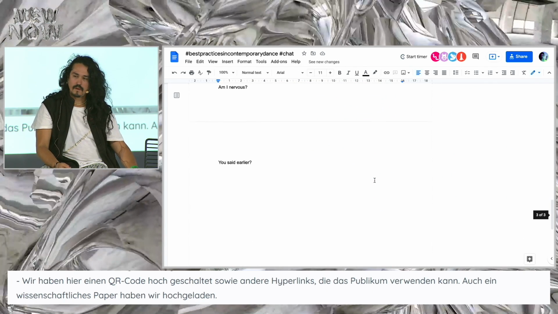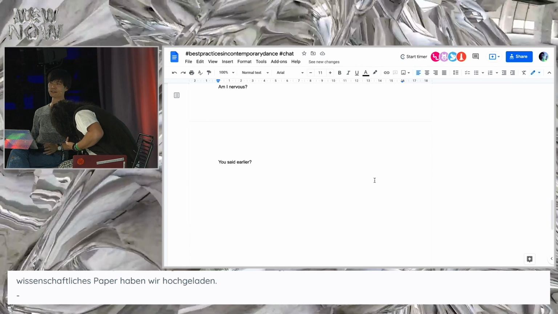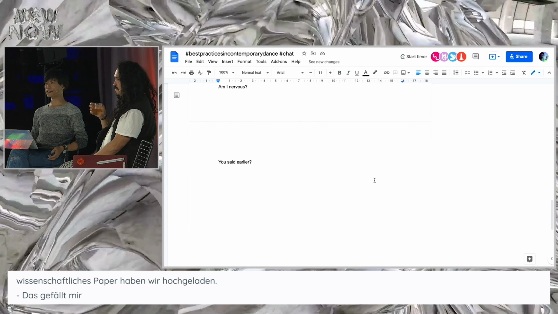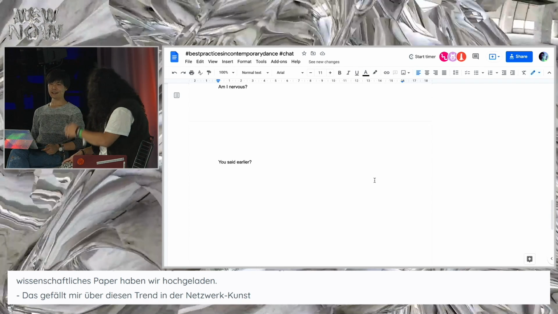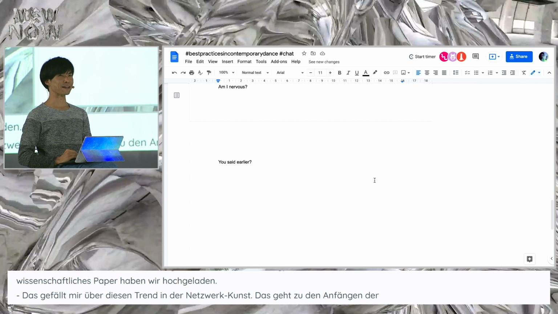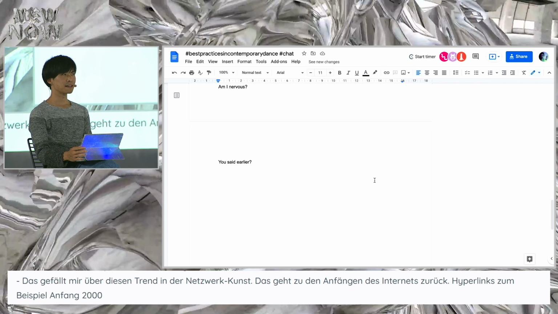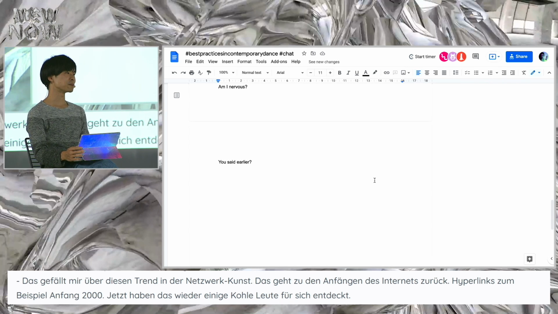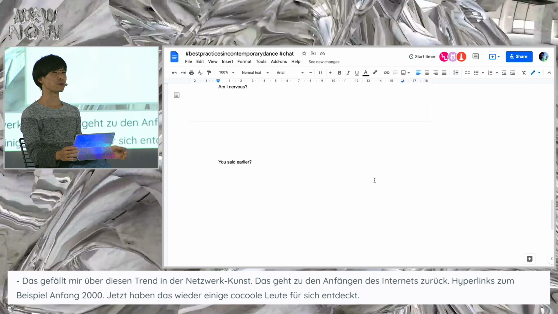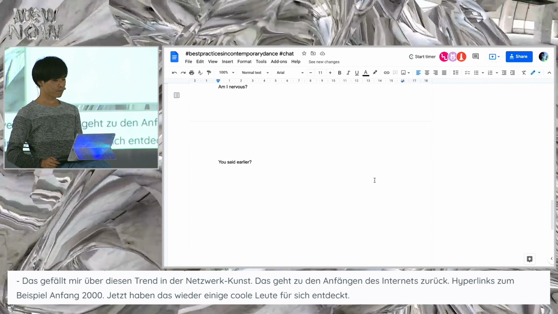This is what I like about this recent trend in net art that is going back to the beginning of the internet, trying to use more hyperlinks and WebRing, which used to be a thing, early 2000s I think, but now some cool people do it because it's a way to bypass the whole problem with social media, because basically you don't use it, but you connect with other people. So we use a lot of hyperlinks.